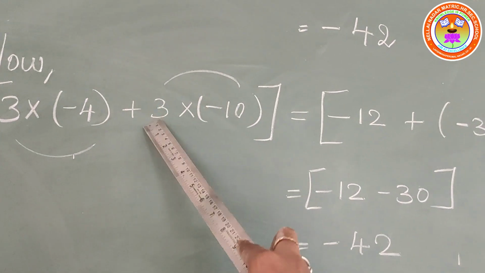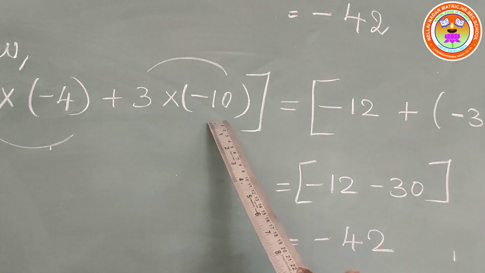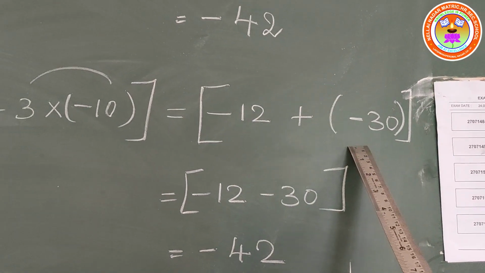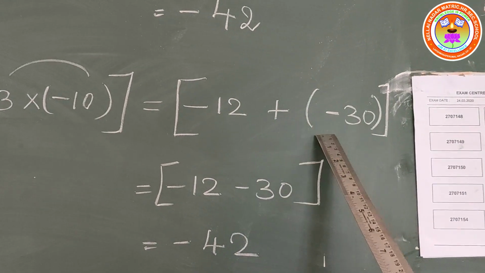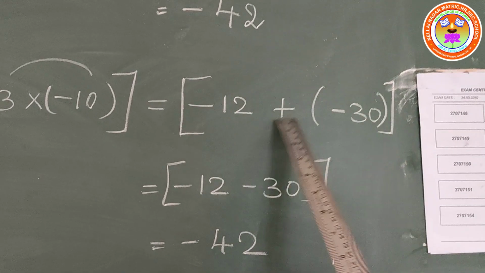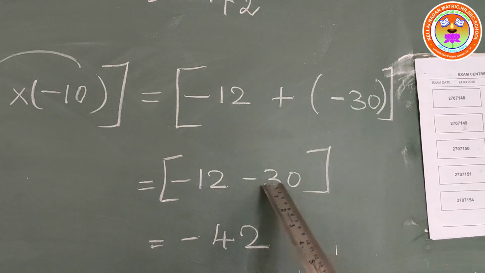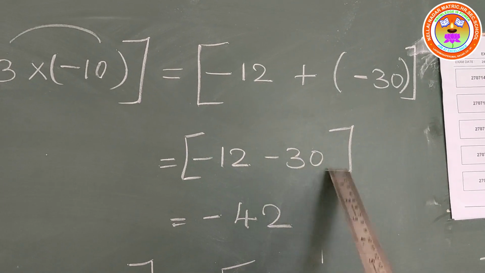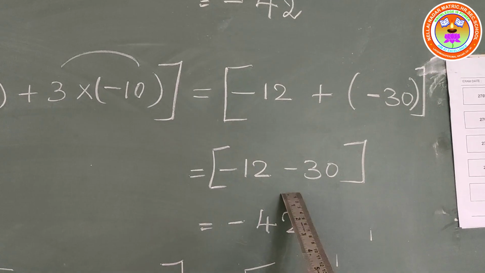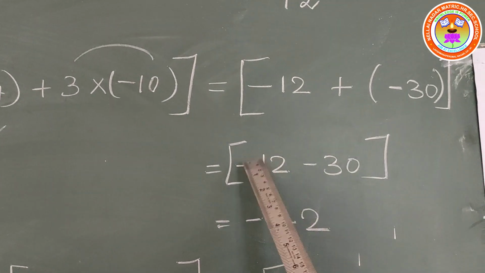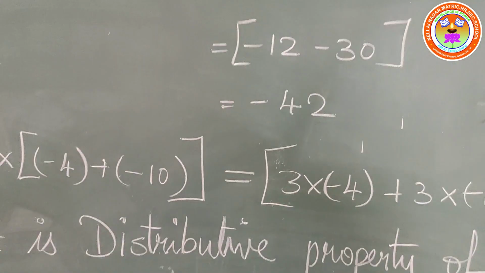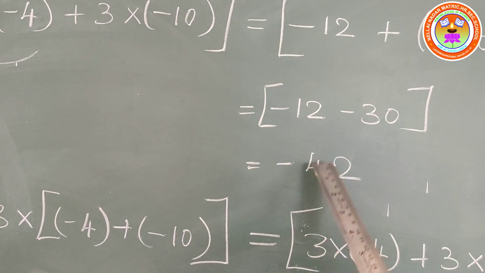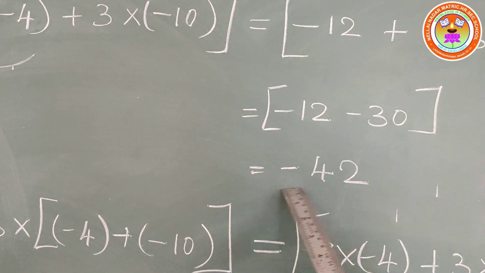Now what about this? 3 into minus 10. 3 10s are 30. Plus into minus becomes minus. So that is what I have written. Okay, so minus 12 plus of minus 30. Now here this plus of minus becomes minus. So minus 12 with this minus 30. Here both the numbers are negative, so you have to add the numbers and put the negative symbol. When you add, what is happening? 12 plus 30. 2 plus 0 is 2. 1 plus 3 is 4. So with the negative symbol, minus 42.